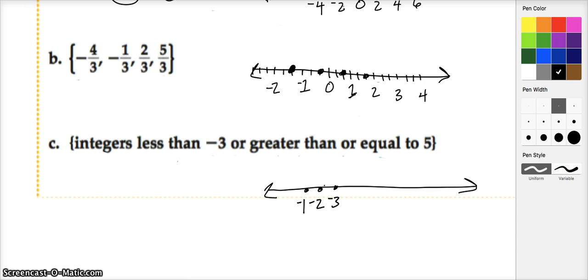So I have all of these integers here that I'm not going to indicate. Negative 2, negative 1, 0, 1, 2, 3, 4, 5, 6, 7. So let me write those down. 1, 2, 3, 4, 5, 6, 7. And I'm going to put dots here like that. And then I'm going to shade in like this, to imply that I'm going to continue in either direction.